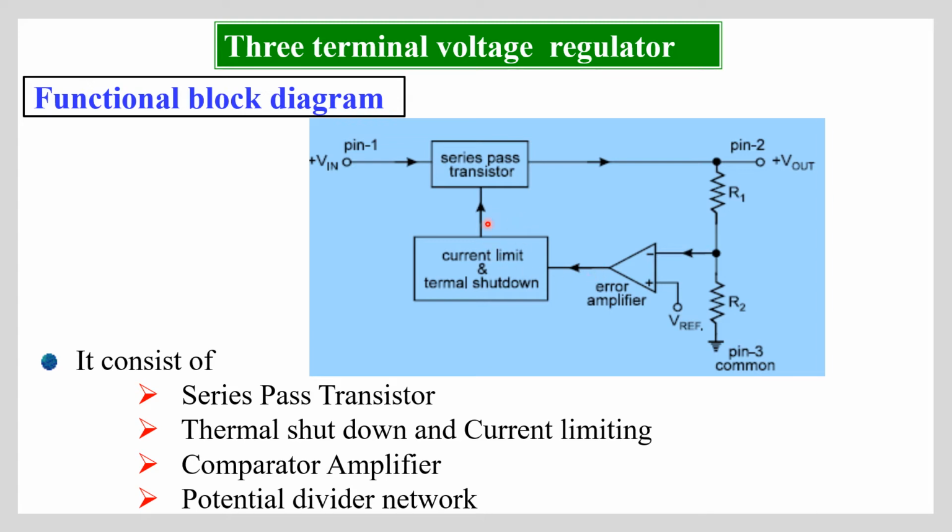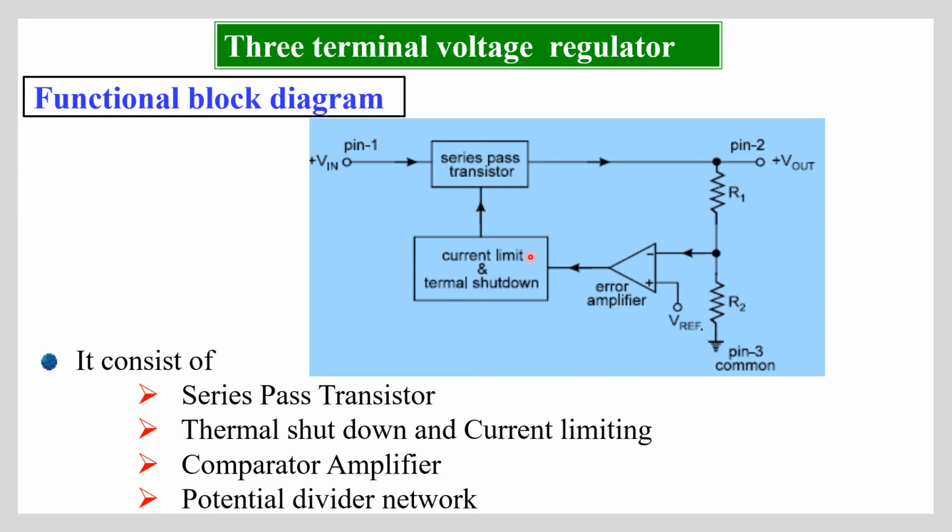So here we are supplying the voltage to this series pass transistor, so this will maintain the output voltage constant. The series pass transistor will be driven heavily or moderately. Thus it means that if the output voltage increases, it drives the series pass transistor moderately, and if the output voltage decreases, then it drives the series pass transistor heavily. This series pass transistor can handle more than 1.5 ampere load current.